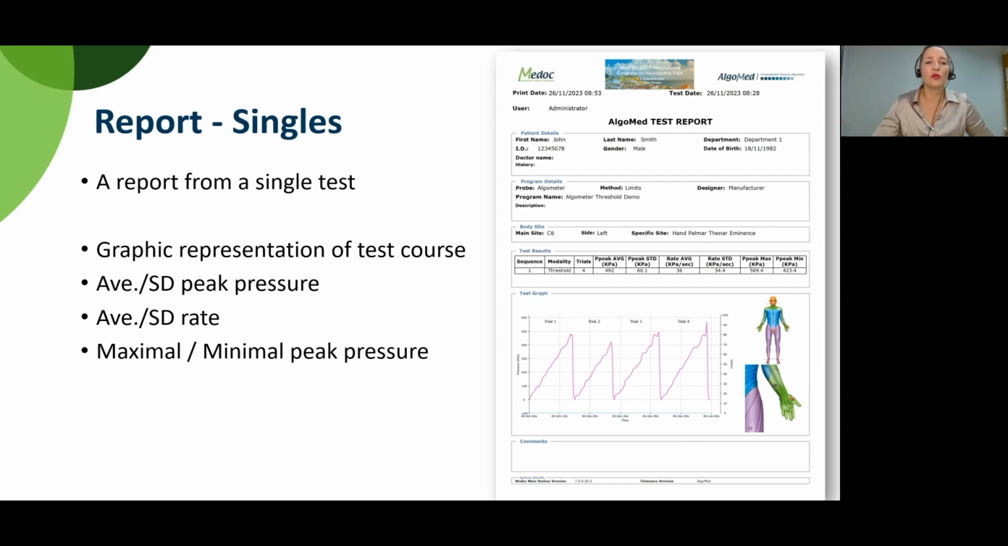And it will also show the average and the standard deviation of the peak pressure of all the trials together, and the average and the standard deviation of the rate of all the trials together, and the maximal and minimal peak pressure of the 4 trials that we did.